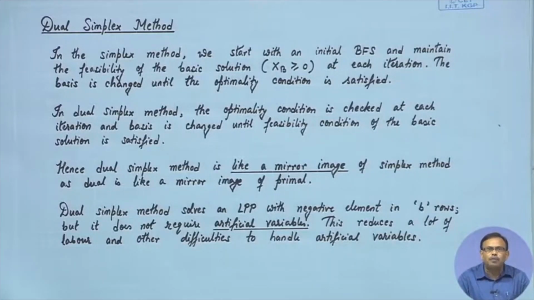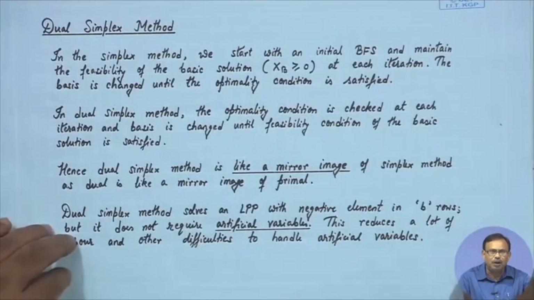The dual simplex method solves a linear programming problem with negative elements in the b row. Please note this: with negative elements in the b row, it does not require any artificial variable. We will see this through an example. This reduces a lot of labor and the other difficulties of handling artificial variables. So in dual simplex, we use the negative element in the b row, and for that we never use artificial variables, which removes many difficulties.